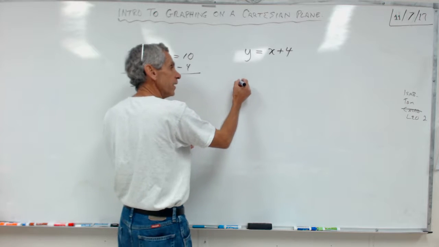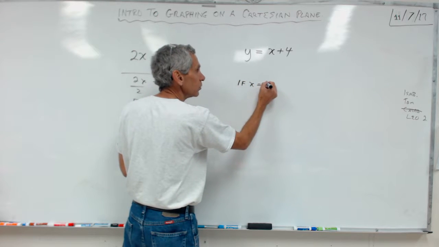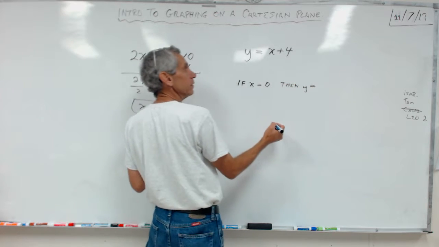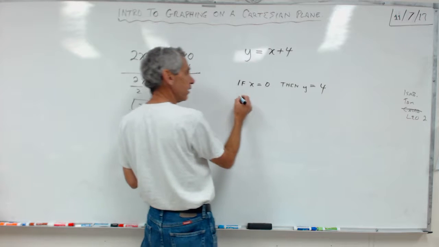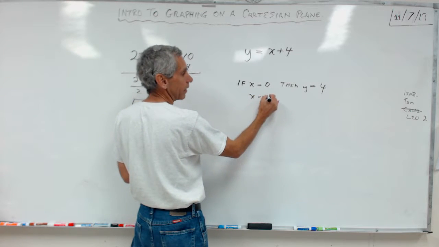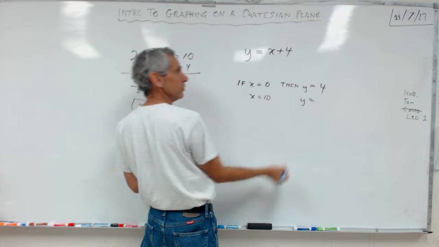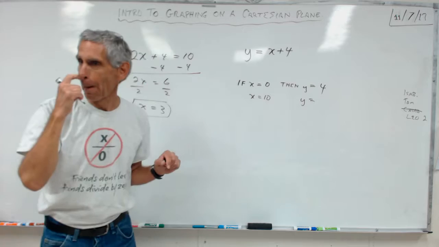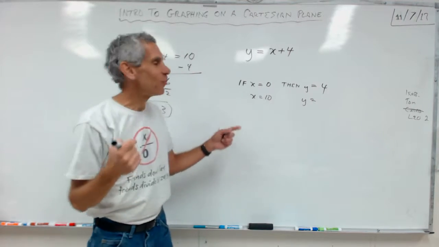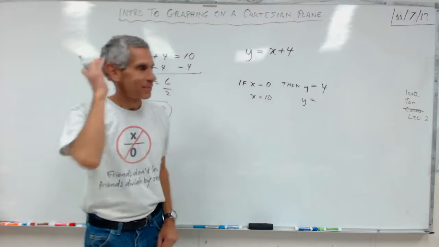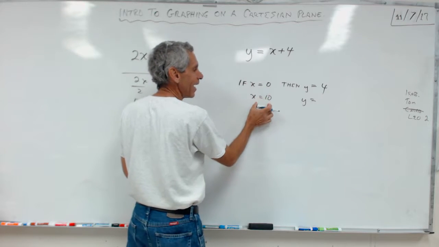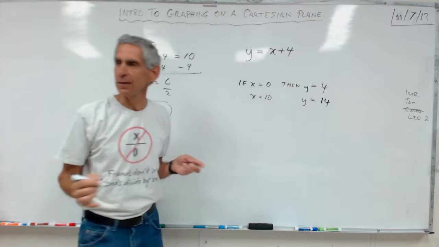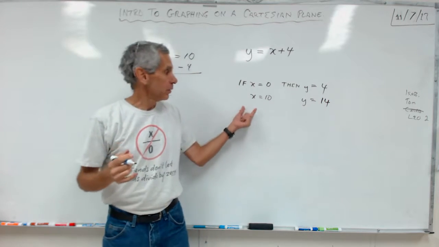I do know that if x equals 0, then y equals what? 4, right? If x equals 10, then y equals 10 plus 4. If, not y, I'm talking about x, okay? If x equals 10, then y is equal to 10 plus 4, which is 14, right? So, but I could keep going, right?